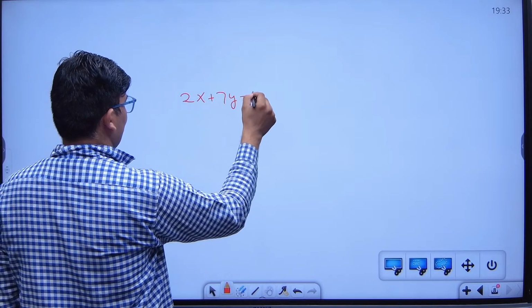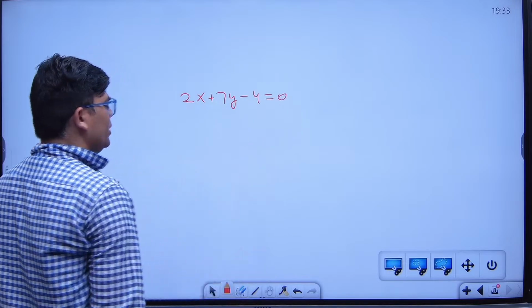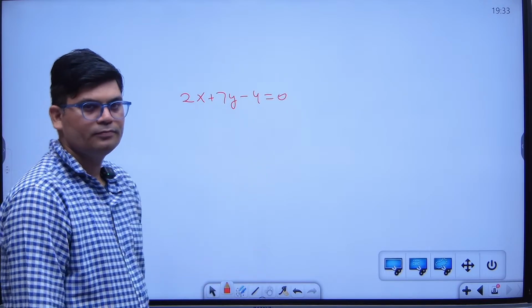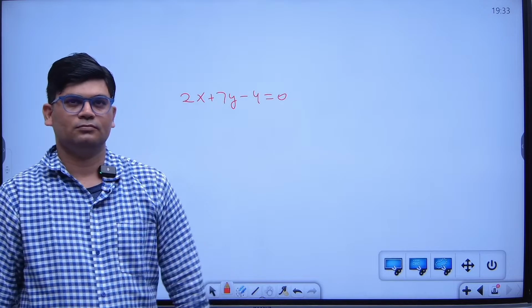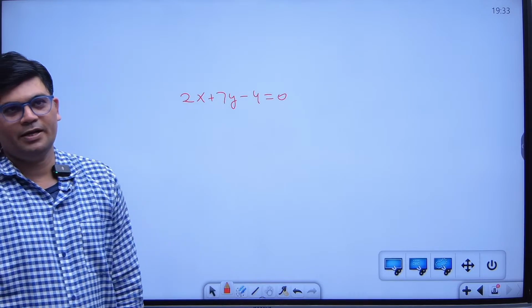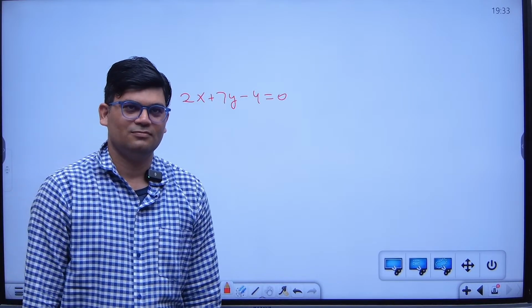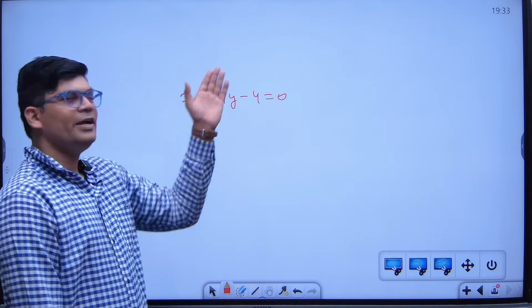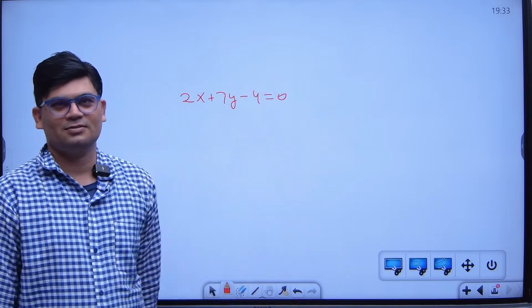2x plus 7y minus 4 is equal to 0. Can you tell me what is the slope? 2 by 7. Minus 2 by 7, my dear. See, this you will take on the other side, okay, and it will become minus. I understand.